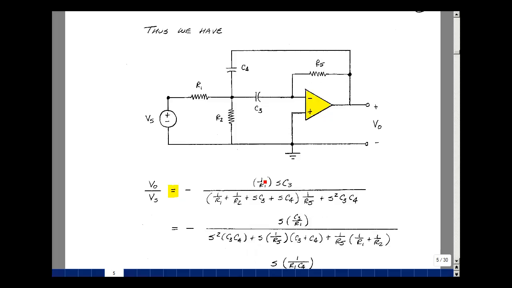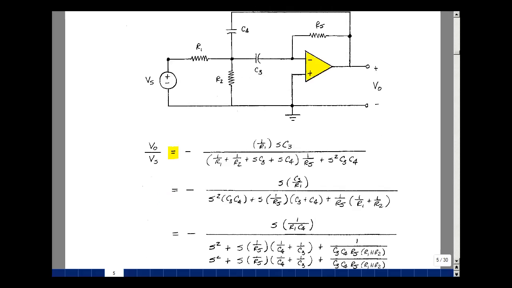I had Y1, Y3, Y1, Y2, Y3, Y4, Y5, and then we had Y3, Y4. Now let's rearrange terms here by powers of S. I'll put in the S squared term here. Then I've got R5 divided into these two terms, so that's my S to the first power, and then this times these two terms is my S to the 0 term. And numerators pull out the S, and I've got C3 over R1.